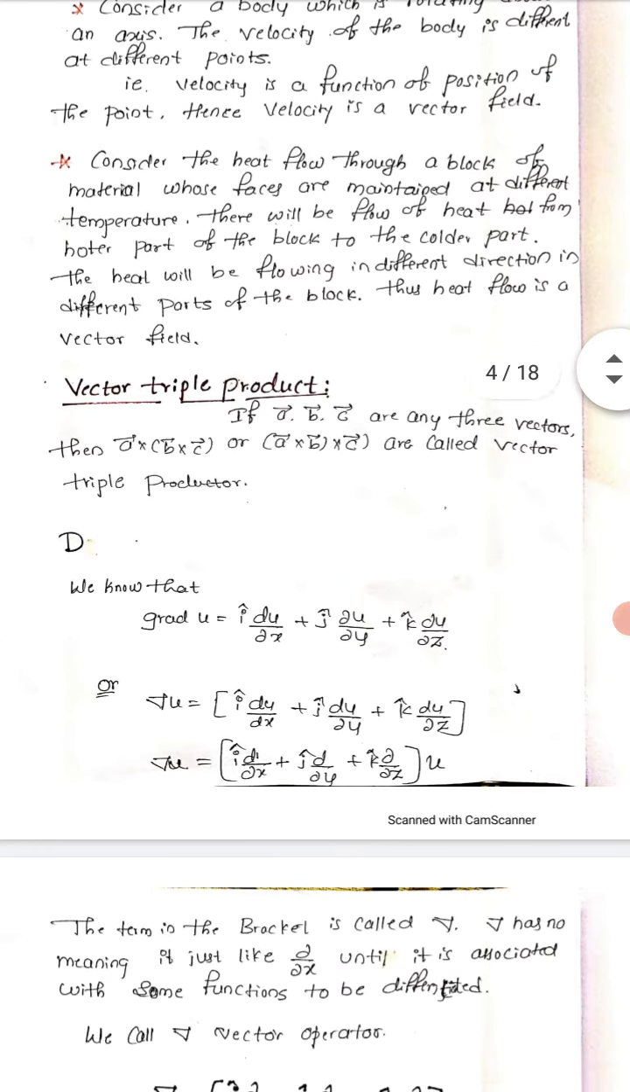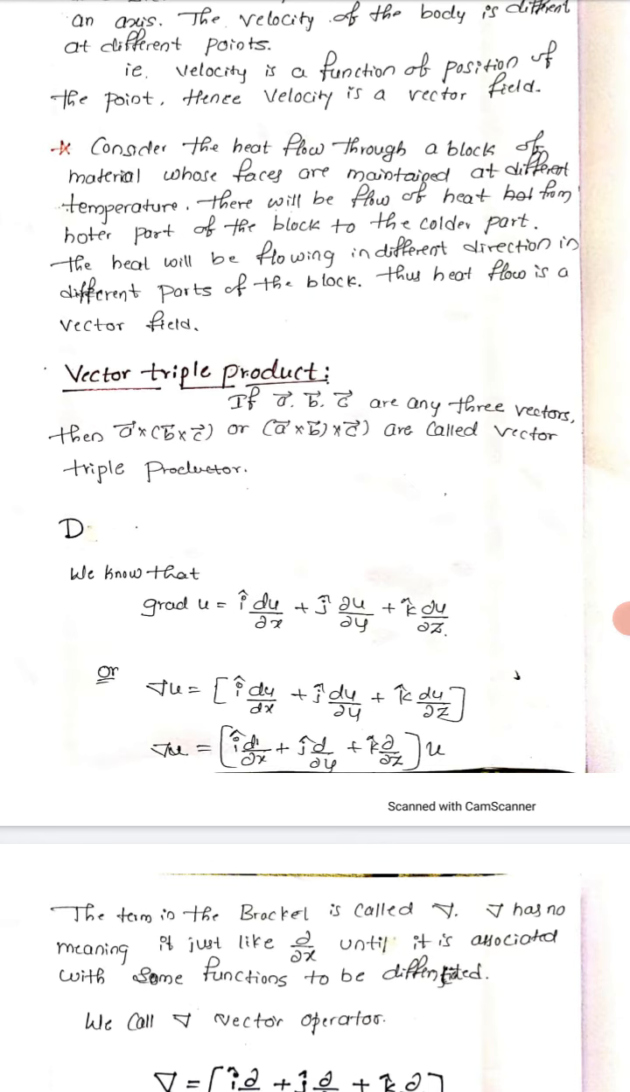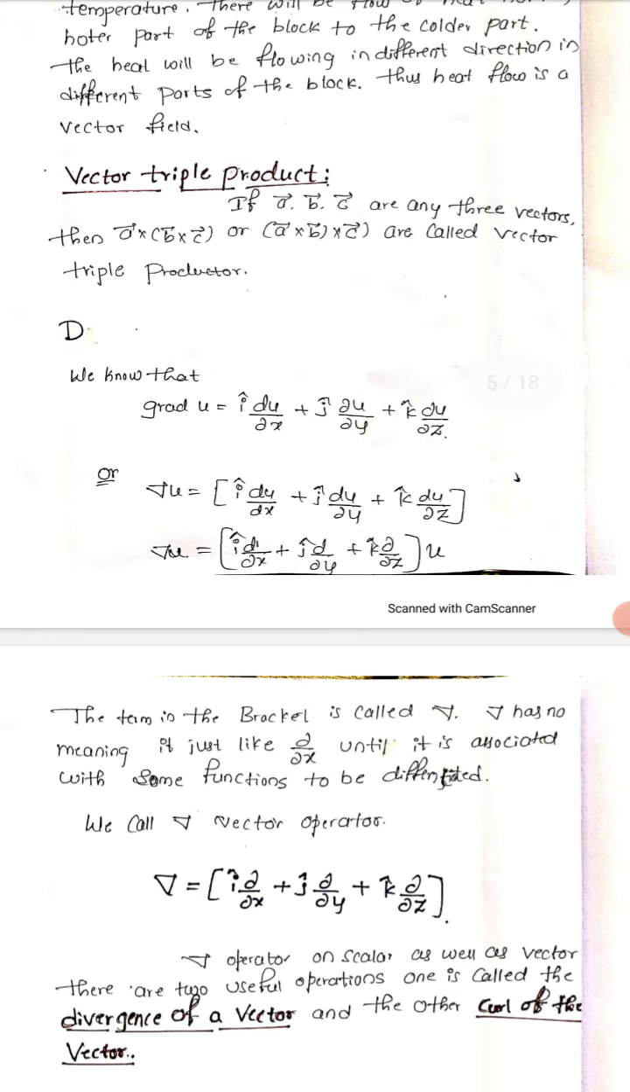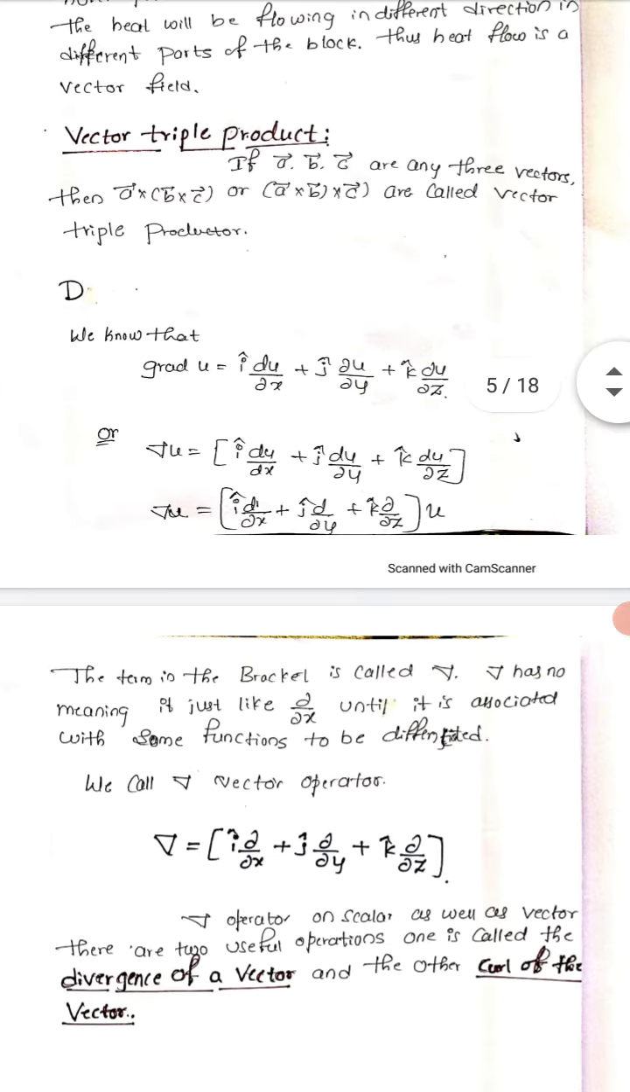Then the vector triple product. The new concept is the vector triple product. If vector a, vector b and vector c are any three vectors, then a cross (b cross c), or (a cross b) cross c, are called vector triple products.